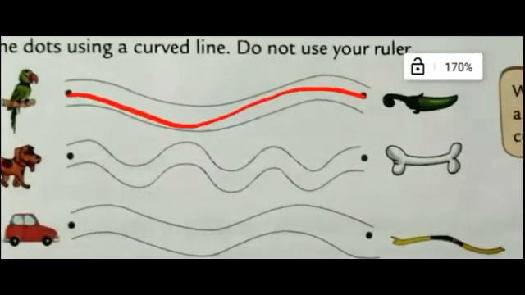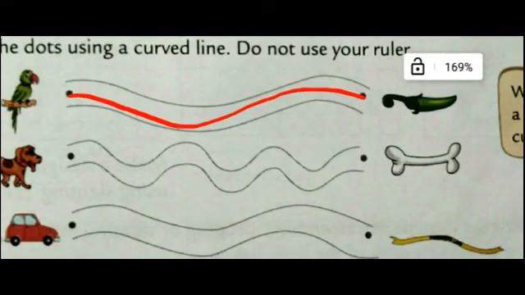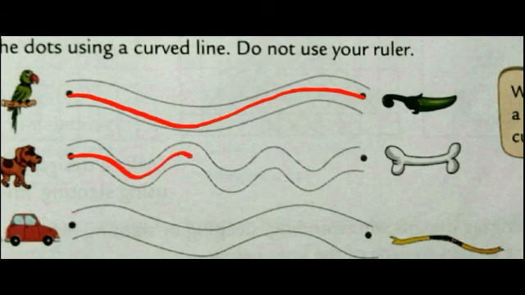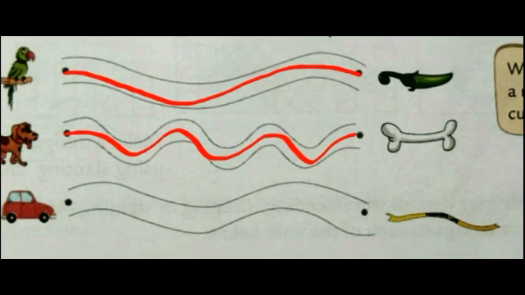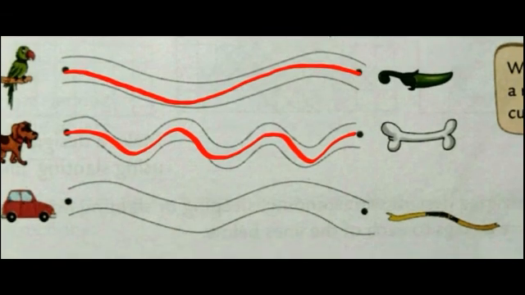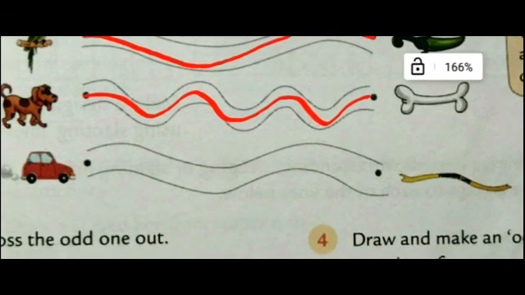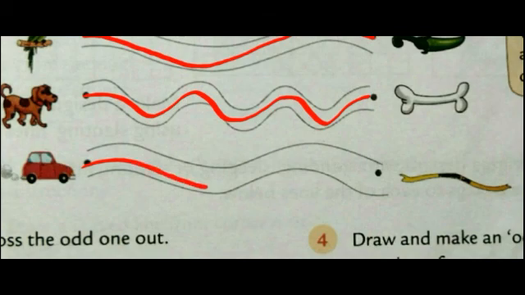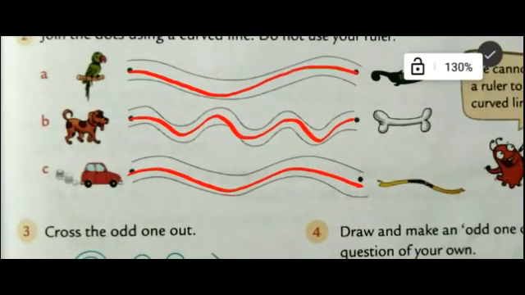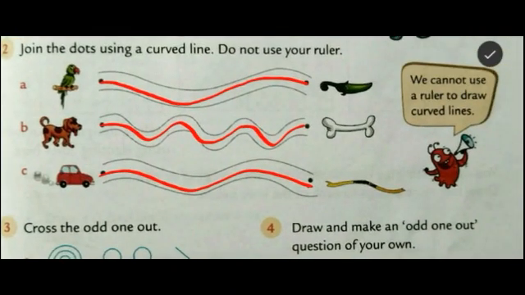Now see the next one. Again, I will join the first dot with the second one without using a ruler. So it also formed a curved line. Now see the third one. Again, when you join the first dot with the second one, it forms a curved line. So these are curved lines. Okay?